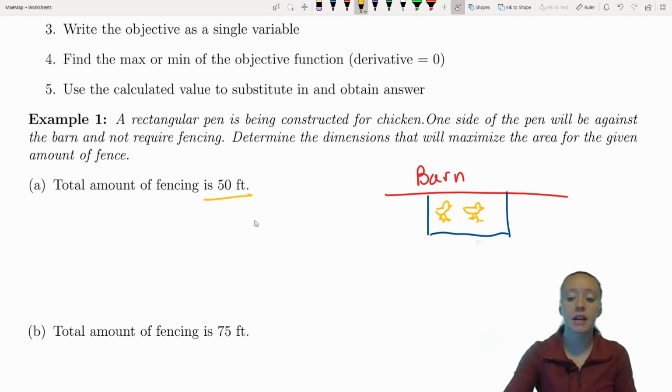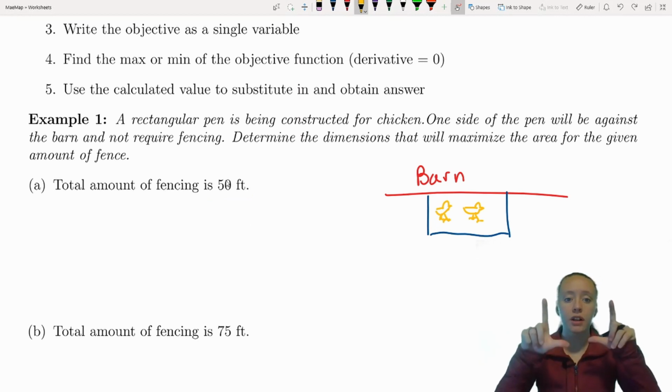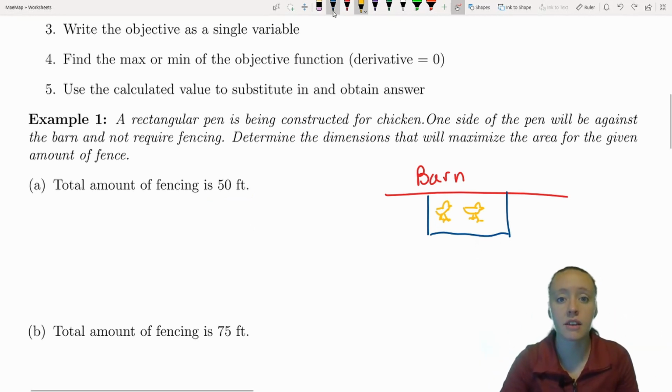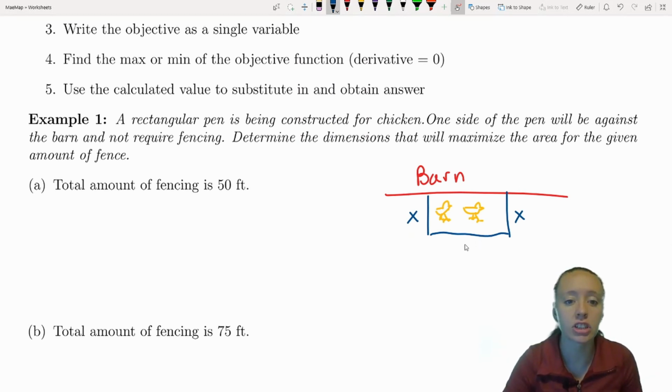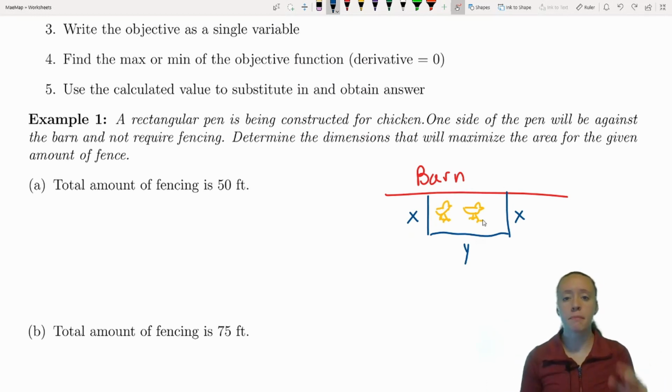And our constraint is that we only have 50 feet. Well, eventually we're going to want to add up those sides of the fence. So the 2 sides of the fence that are parallel, I'm going to write each of those as X. Those will be the same size because it's a rectangular pen. And then this other side is just going to be Y. And we don't have to worry about fencing over here because we're up against the barn. So now I've drawn my picture and I've labeled some variables within my picture so that I can visualize it.